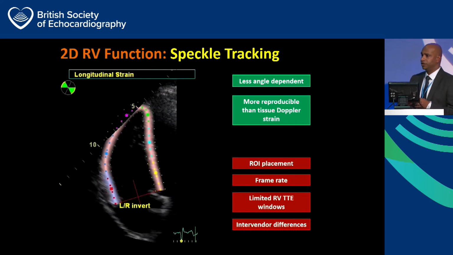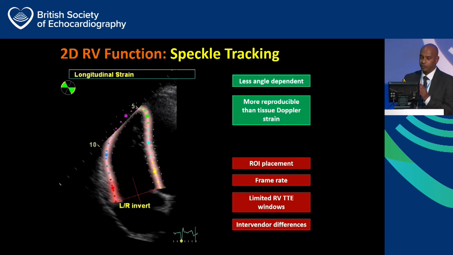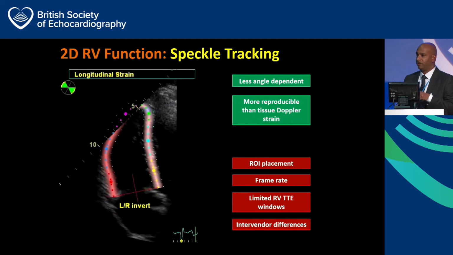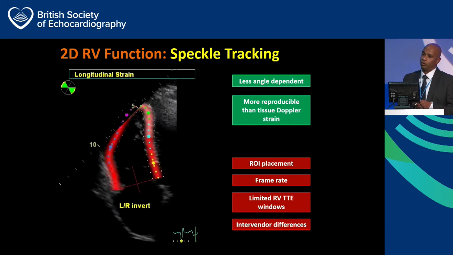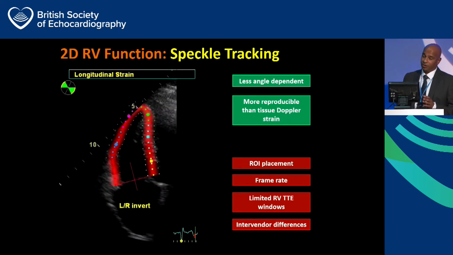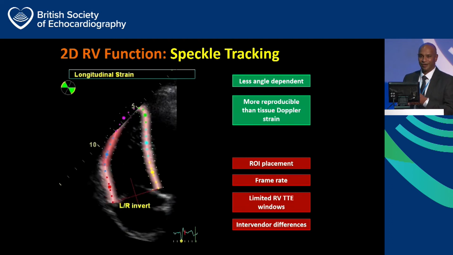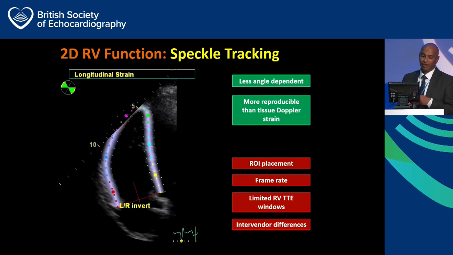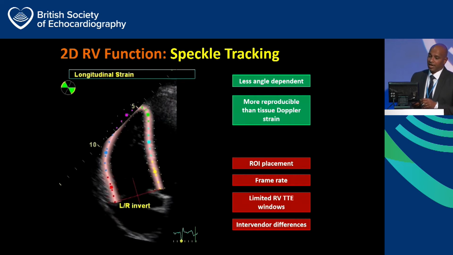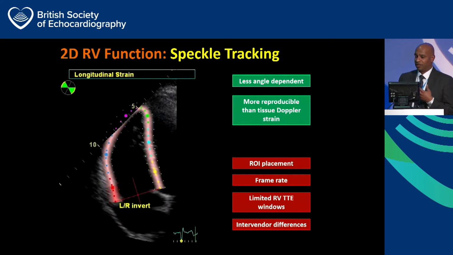In terms of limitations, when we place the region of interest, we need to be careful, because if we place it too externally to the pericardium or too inferiorly towards the right atrium, we'll get an abnormally low value. On the opposite tack, if we have too thin a region of interest within the endocardium, the value will be above what it should be. It needs adequate frame rate of somewhere between 50 and 80 frames per second.